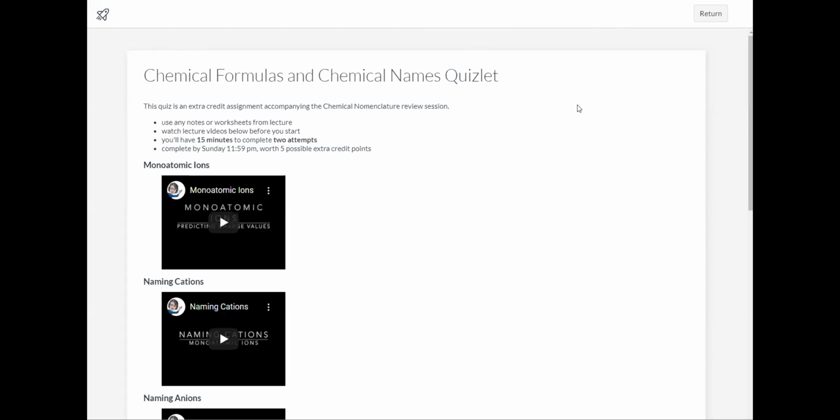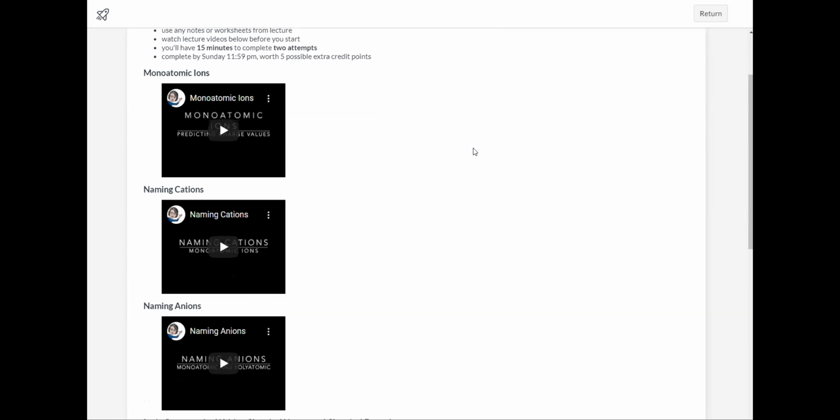The Quizlet is different. It is not unlimited attempts. It is also not unlimited time. So you get exactly 2 attempts, and you'll have 15 minutes once you start it. So make sure you're ready. Make sure you have everything in front of you, that you have the cheat sheet with the periodic table, the polyatomic ions, and the metal ions. And you'll have just the 15 minutes, but it's worth up to 5 extra credit points.